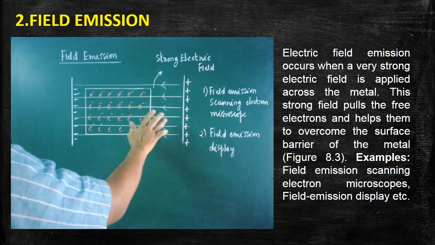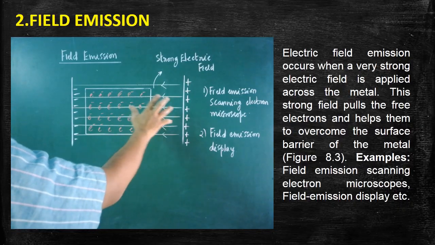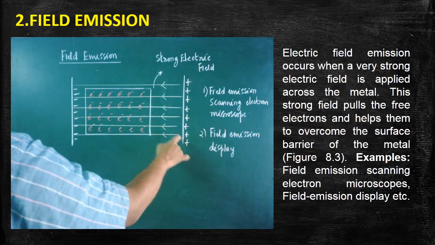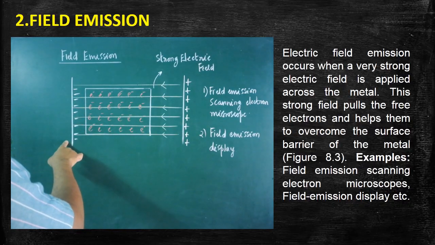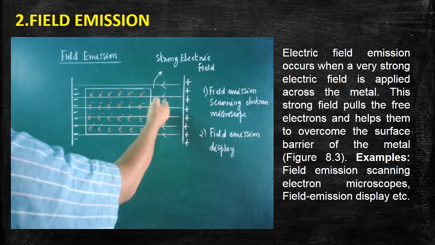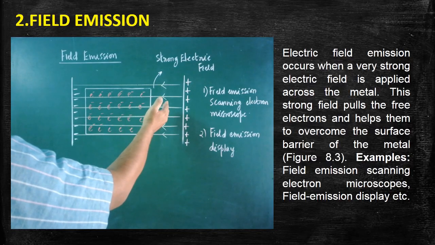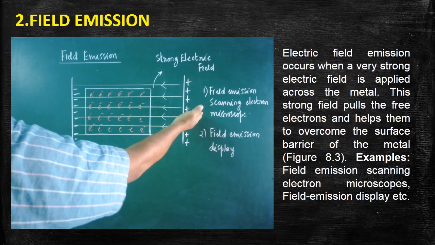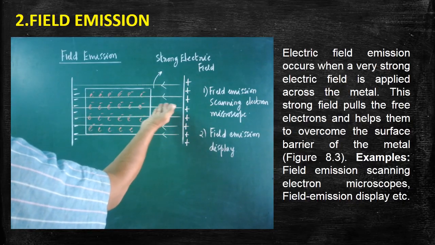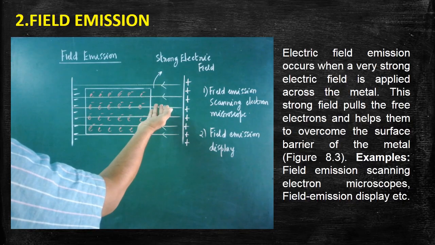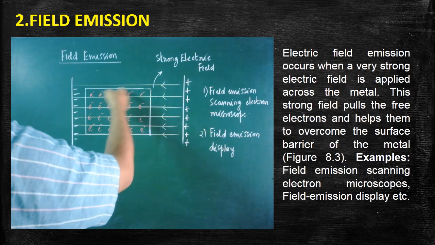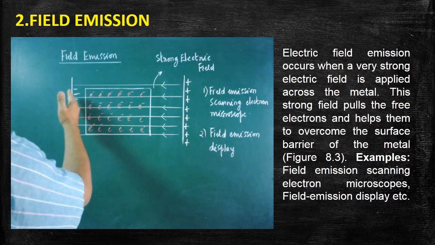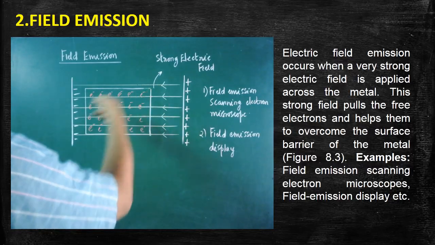So here the metal should be placed between two electrodes. Here one positively charged plate is there, and here one negatively charged plate is there. In between these two plates, a strong electric field must be applied. By increasing the number of positive charges and negative charges, a very strong electric field can be applied here. So plenty of electric lines of force are traveling from the positive end to the negative end. We know very well that the electric field is acting in this direction.